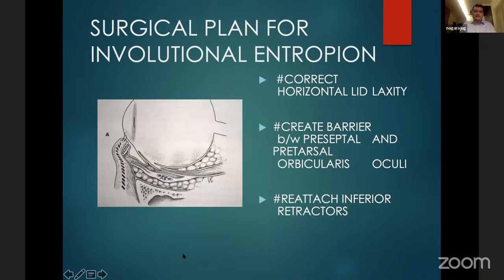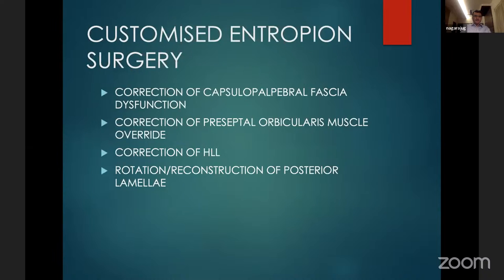But for your involutional entropion, what is the plan? What are the principles of surgical treatment for an involutional entropion? You have to try to correct the horizontal lid laxity. That is one thing. The second thing is we should try to create a barrier between the, as I told you, preseptal part, which will override the pretarsal part. We should create a barrier here so that this preseptal part doesn't migrate upwards. And we know now that the inferior retractors of the lids will have dehiscence. We'll try to see whether we can attach them back. So these are the principles of correction of involutional entropion.